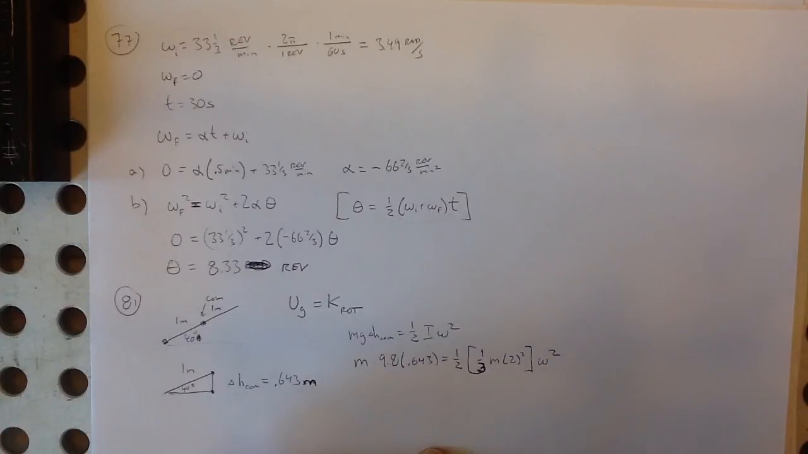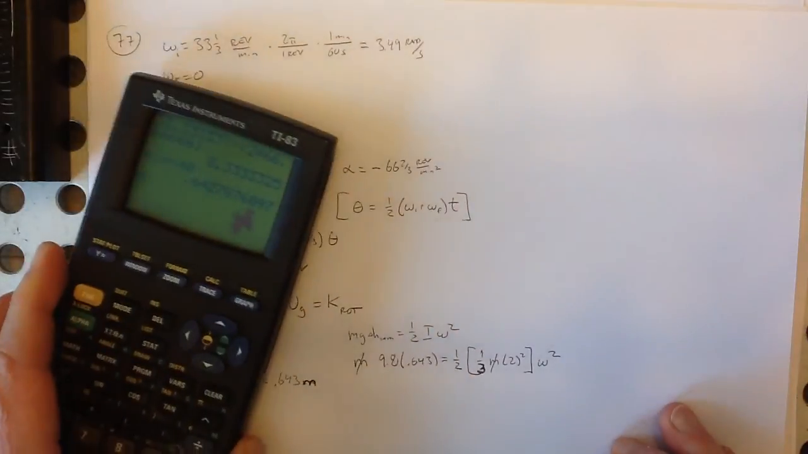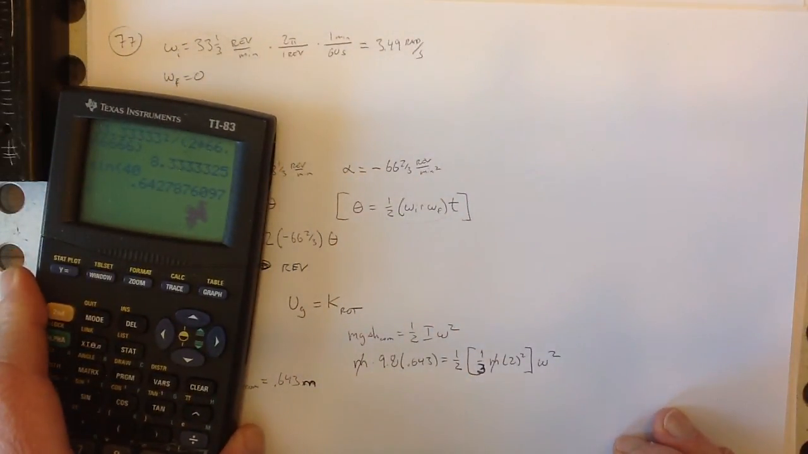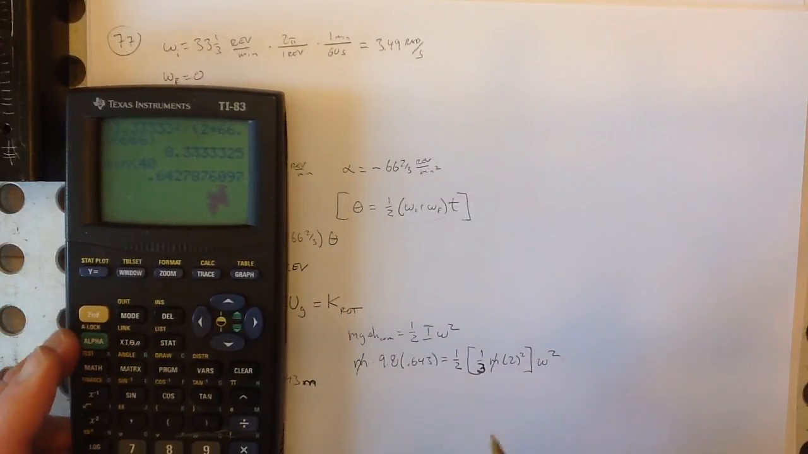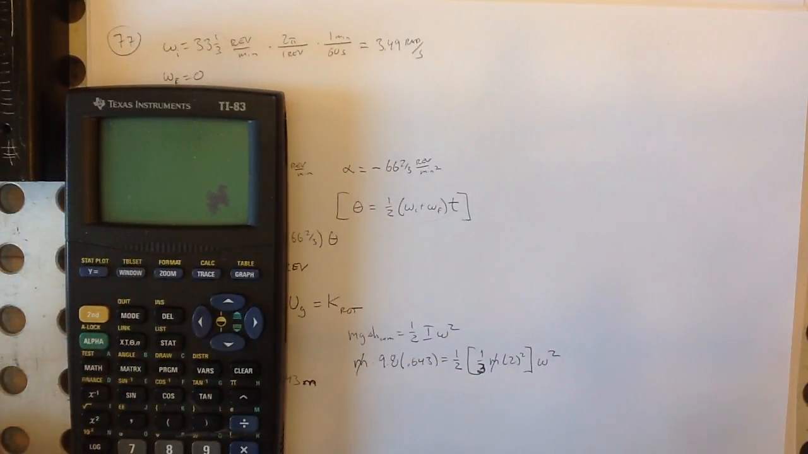I can solve for angular velocity. The masses cancel out. And is that what they wanted to know? What the angular speed is? Yep, they just want us to solve for that. So we're just about there.